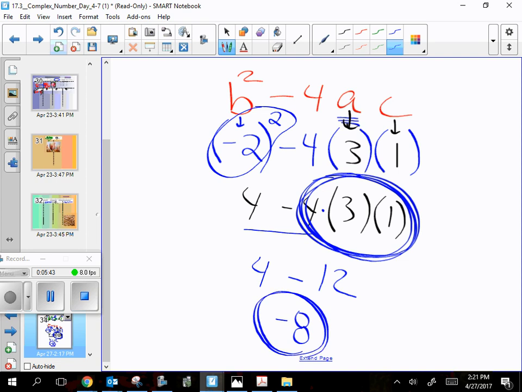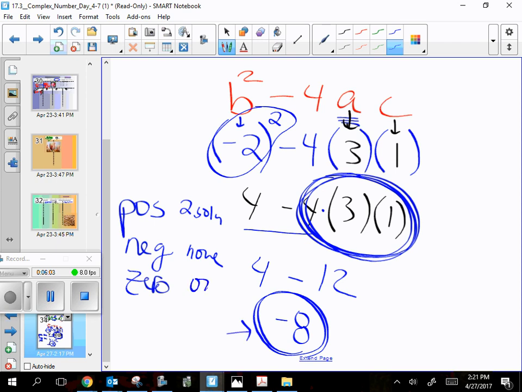Now, I gave you a little list. If it's positive, this happens. If it's negative, that happens. And if it's 0, that happens. If it was positive, there's 2 solutions. You need to memorize this. If it's negative, there's none. No solutions. And if the answer to this had been 0, there would be 1.